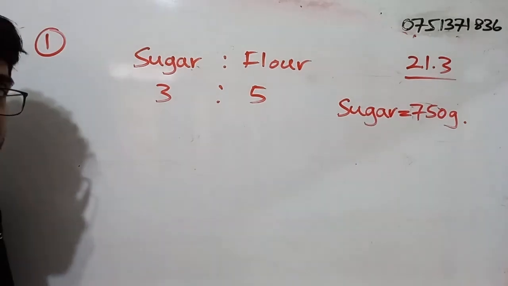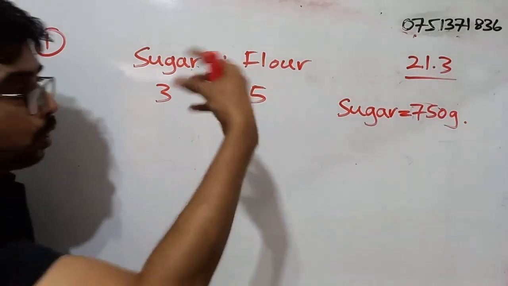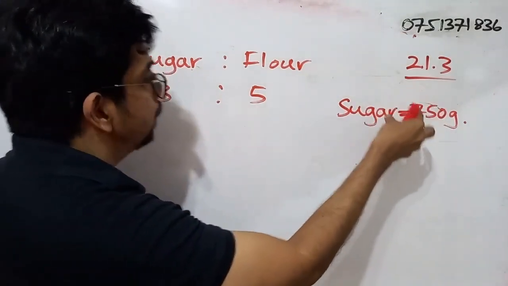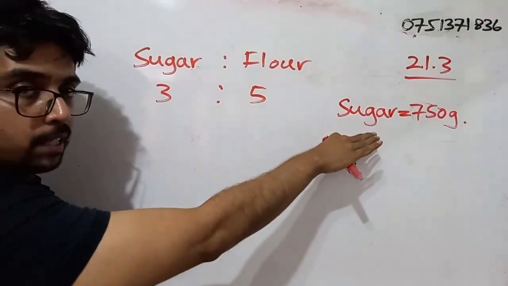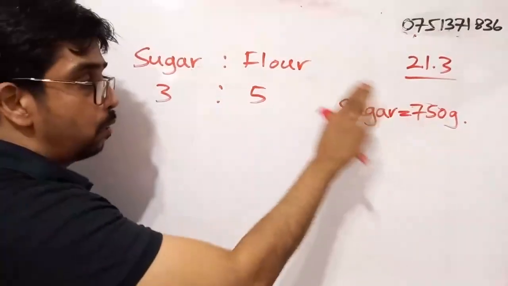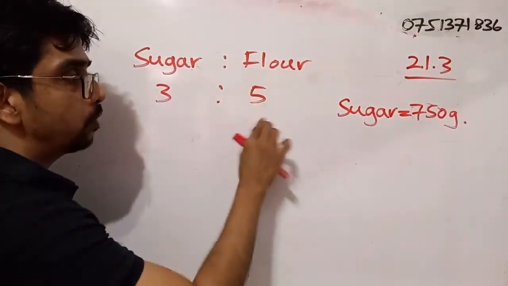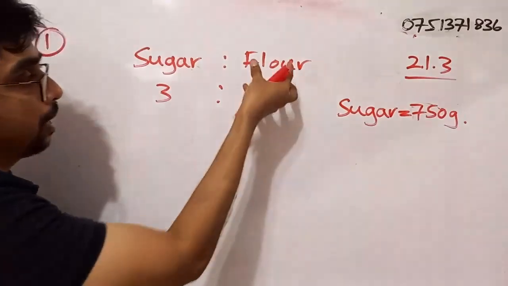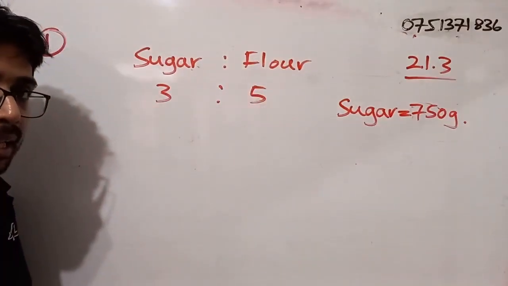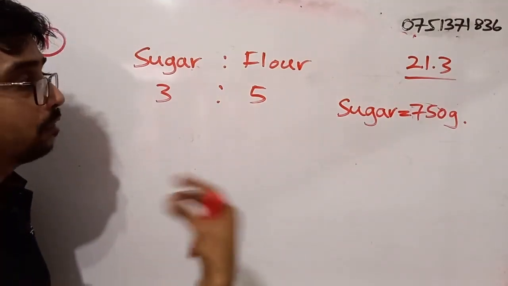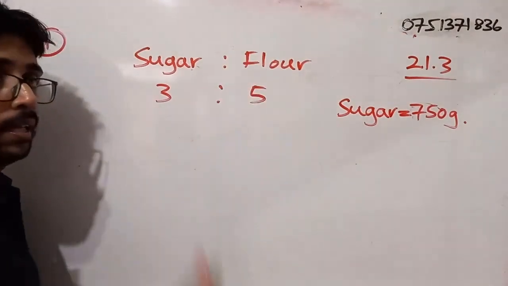So what is the first thing that we need to do? Now we know how much sugar was used in the sweetmeat mixture, that is 750 grams. We don't know the amount of flour that was used. But we have some information that we can use to find the amount of flour.